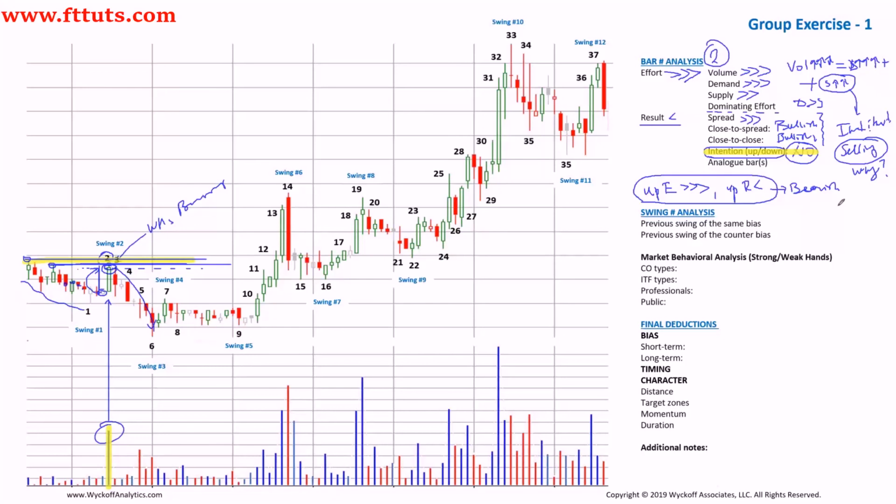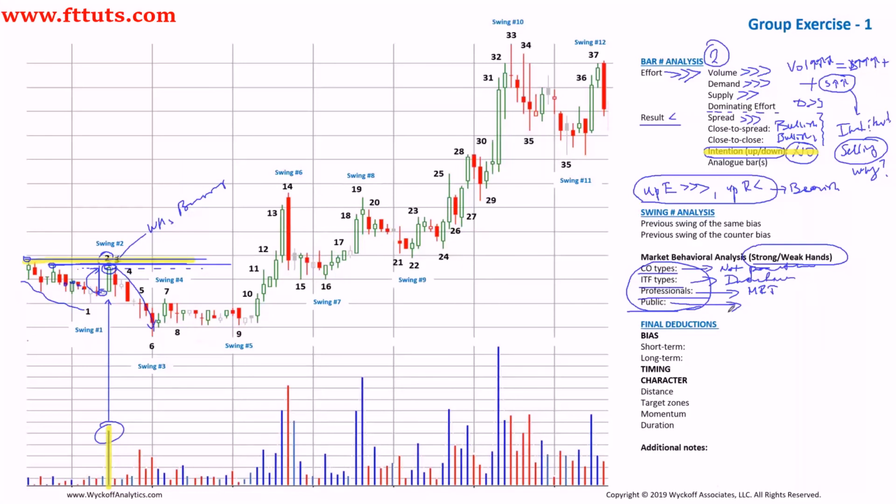And Philip is asking, we always care about the intentions of the CO or the weak hands also. Yeah, we care about different strong and weak hands, right? So we want to understand where all of these market participants are going to come into the market and how they're going to behave. So from this perspective, bar number 2, we would be thinking that professionals are probably doing a mean reversion trade, right? CO is not participating at this point, and ITFs are not participating actively.